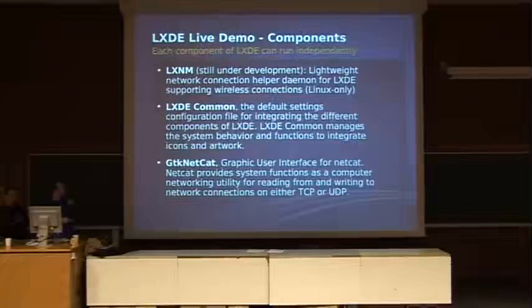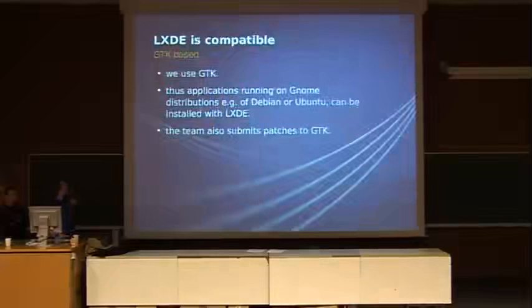LXDE is the package that brings everything together. It includes the default settings, the configuration files, and the artwork. And we have GTK Netcat. It's a graphical user interface for Netcat, of course. To sum it all up, it's GTK based. So it fits with the other applications that are running on your GNOME, Ubuntu, and whatever you use. And the team also supports GTK by submitting patches.